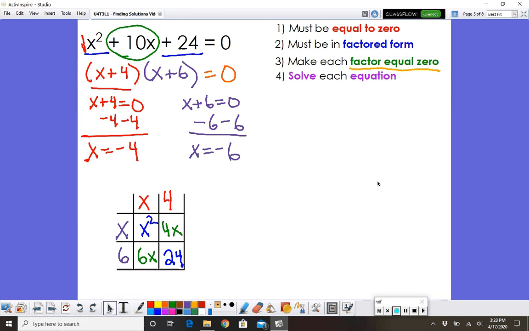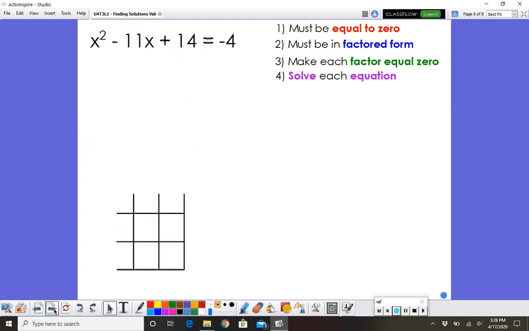Now, somewhere down here, there was supposed to be a graph. I seem to have lost my graph here. So you're just going to have to trust me on this one. The other ones should have graphs. All right? Okay.